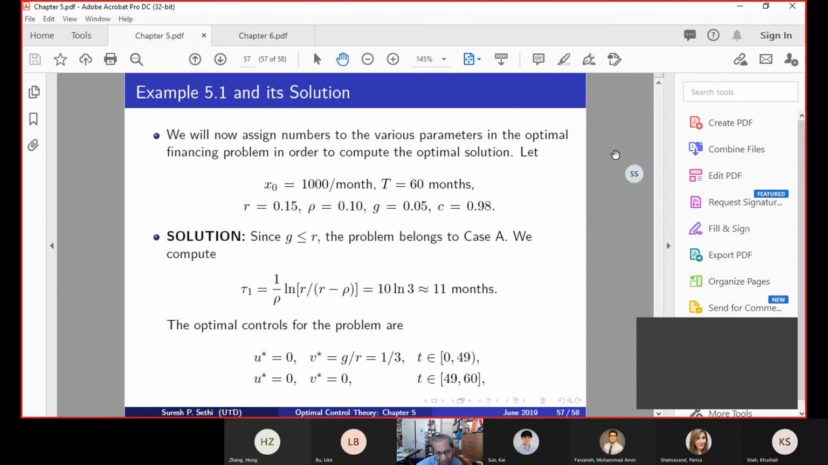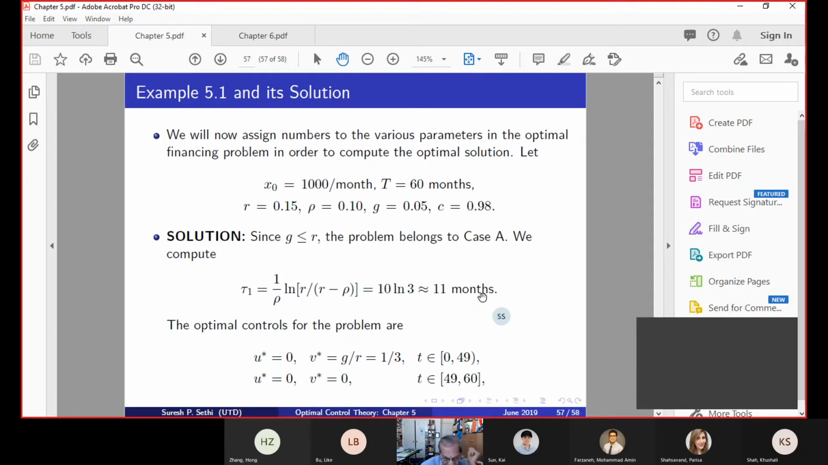So now let's solve a problem. X0 is $1,000 a month. T is 60 months. R is 15%, rho is 10%, so R is bigger than rho. G is 5%, so R is bigger than G also, so we are in case A. And C equals 0.98, which means 2% is the broker's commission. So every dollar we raise, we get 98 cents. Since G is less than R, the problem is case A, and tau 1 in this case is approximately 11 months.